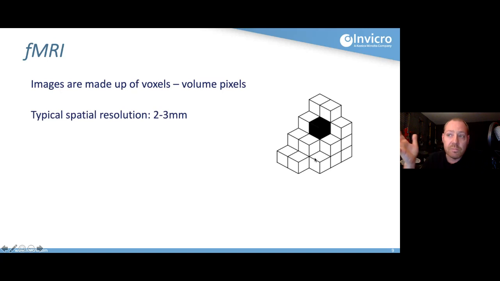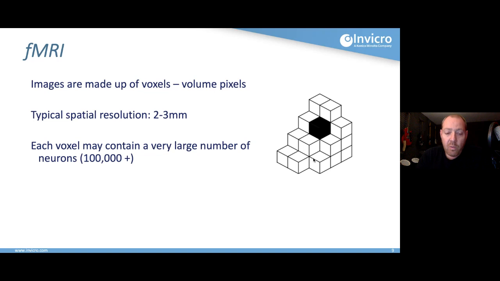The typical spatial resolution is about 2 to 3 millimeters, although like on the previous slide, you can push that down much higher if you want to with some specialized techniques. What that means is each voxel is quite large in terms of the individual brain cells that make it up. So each one might contain maybe 100,000, maybe more neurons, depending on the area of the brain that you're talking about.